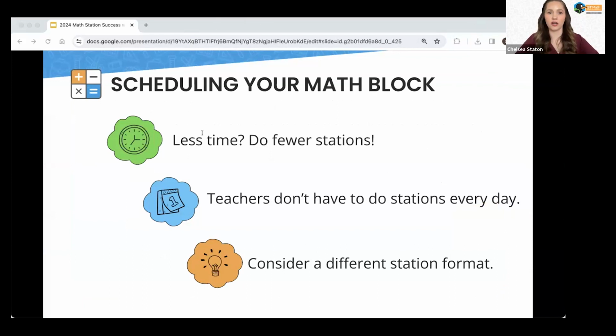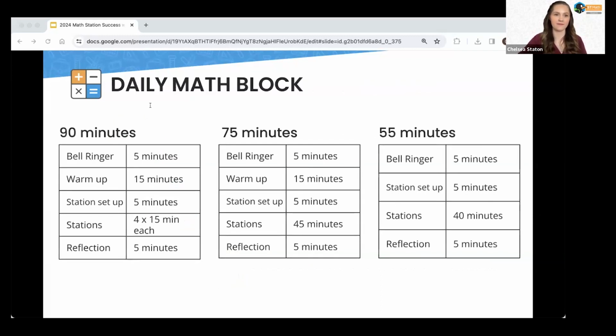If you've got shorter math blocks, there may be certain types of station models that work better for that. And just remember, you don't have to do stations every single day. I taught math once in a 55-minute math block, which to me seemed way too short, but we still did math stations. On the days we did math stations, that's all we did. And we didn't do them every single day. So just going back to that quote, whatever you decide to do, it doesn't have to be every single day. Be willing to try out a new station format, try something new and make it work for what you've got.